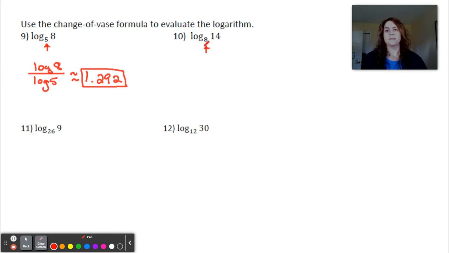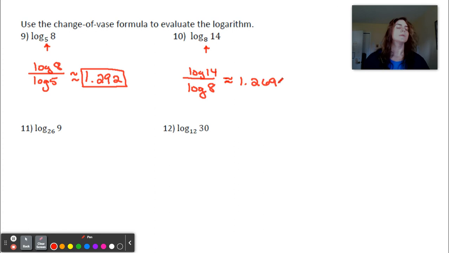Okay. Same thing for number 10. The log of the base is the bottom. So I always remember base bottom, right? Log 8. And then log 14, log of the argument goes on top. And again, just in your calculator, it's about 1.269.